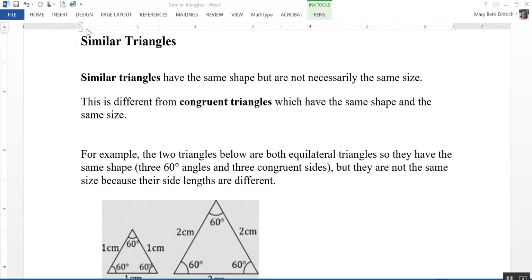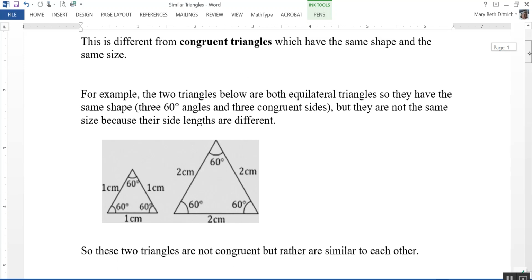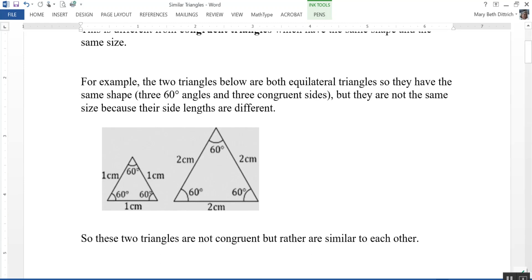So for example, the two triangles below are both equilateral triangles, so they have the same shape, that is 3 60-degree angles and 3 congruent sides. But they do not have the same size because their side lengths are different. So these two triangles are not congruent, but rather are similar to each other.